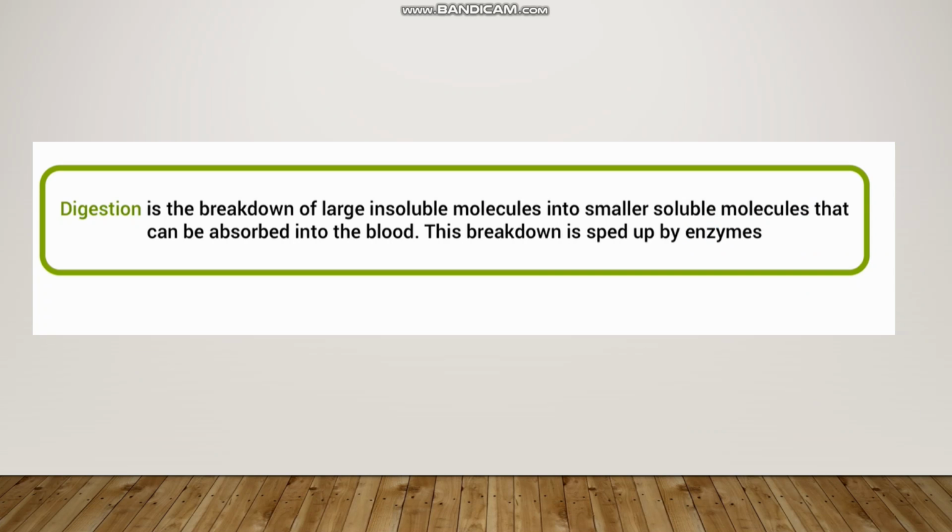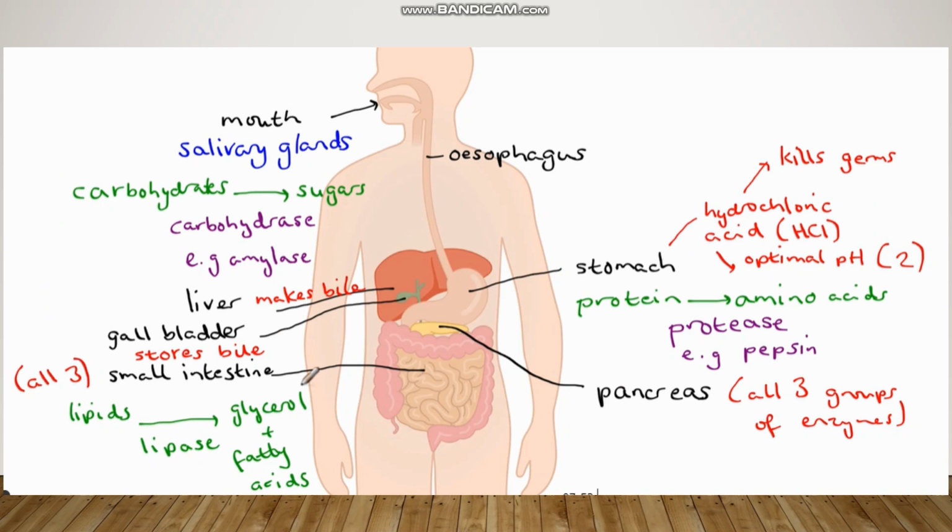Okay, so digestion. What is the meaning? Digestion is the breakdown of large insoluble molecules into small soluble molecules that can be absorbed into the blood. This breakdown is sped up by enzymes, as we learnt in the last video. So let's look at how the digestive system works to break down these 3 groups.